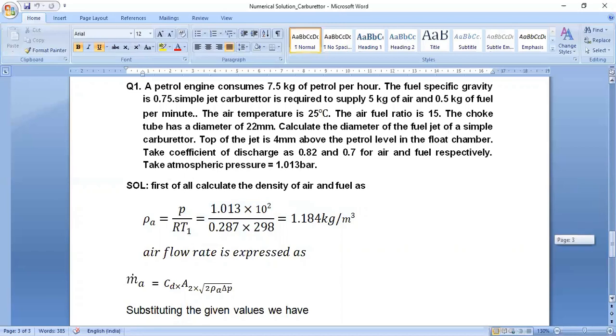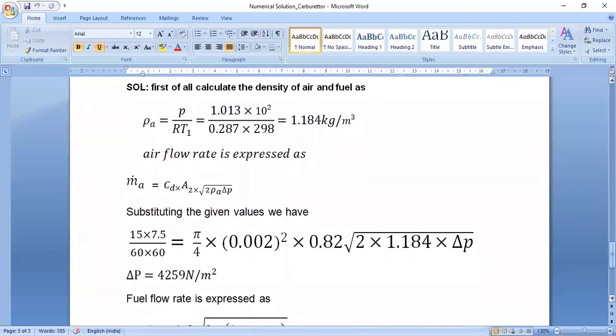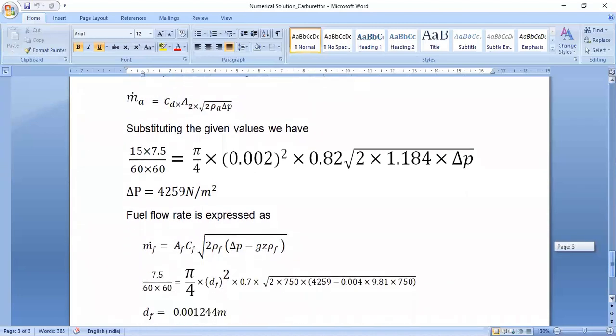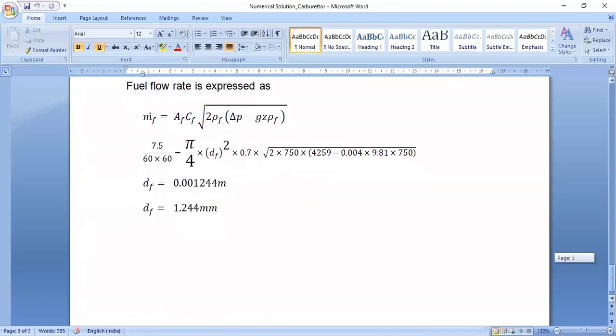So to solve this numerical, we first of all calculate the density of air and fuel. So density of air is obtained by this equation, rho is equal to p divided by RT1. It is coming 1.184 kg per meter cubic. Now air flow rate is expressed as ma dot is equal to, this is standard equation. So with this we can get the value of the air flow rate. Substituting the given values, the value of delta P is obtained 4259 Newton per meter square. This is the pressure drop at the throat.